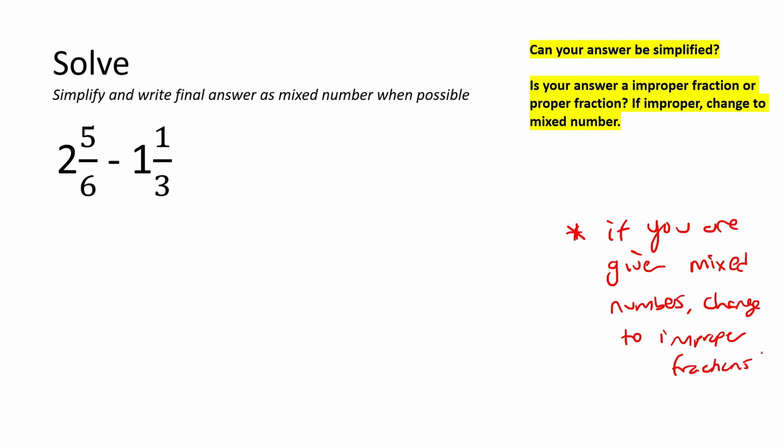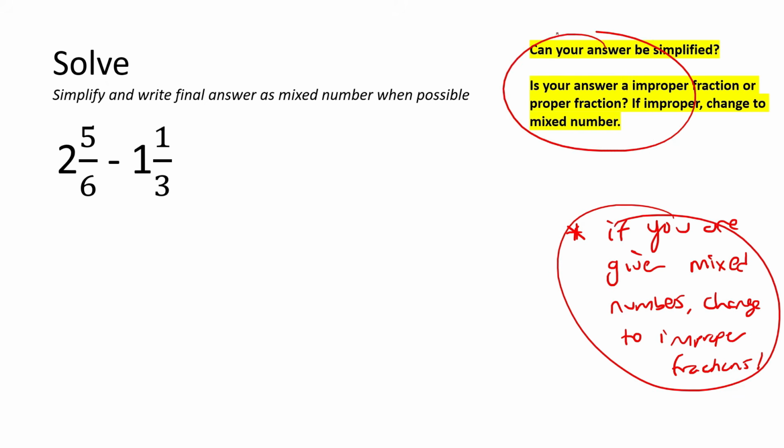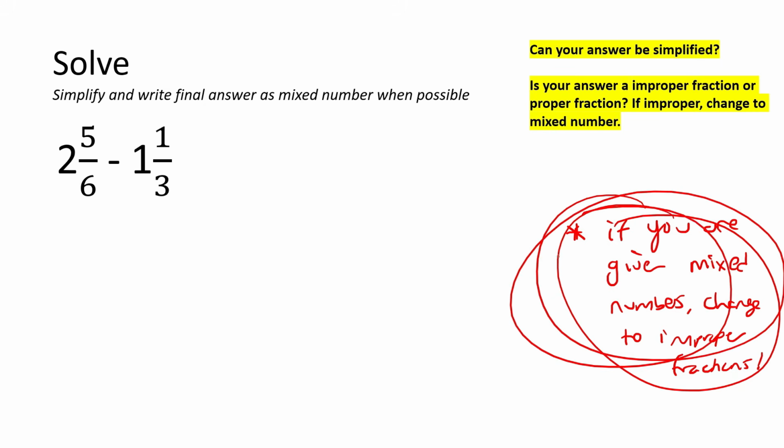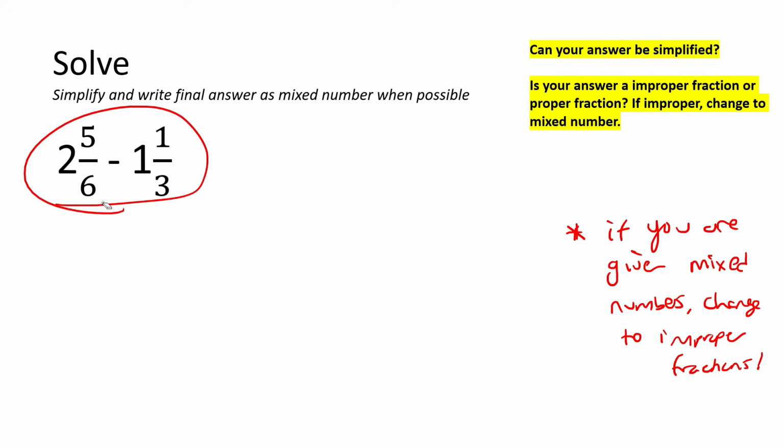Now some of you are like, yeah, but Kevin, here you said if it's improper, we must change it to a mixed number. Now you're telling us if it's a mixed number, change it to an improper. Ah, good question. Here I'm talking about the final answer. Here I'm talking about what they give you in the very beginning. So in the beginning, they gave us some mixed numbers. So we need to change that. So can you remember how to change mixed numbers into improper fractions?